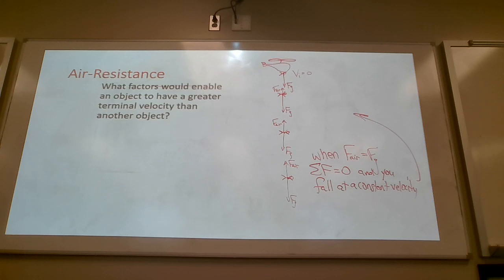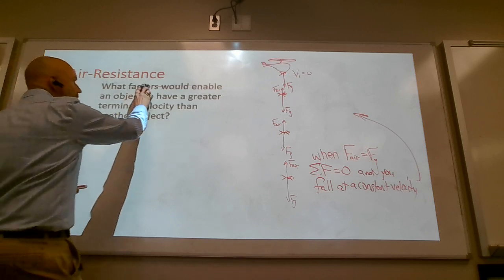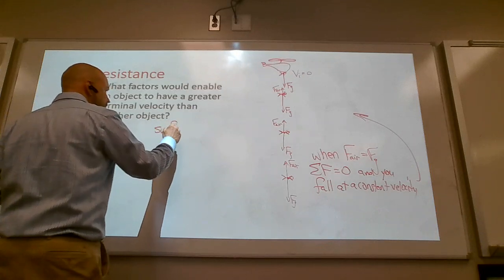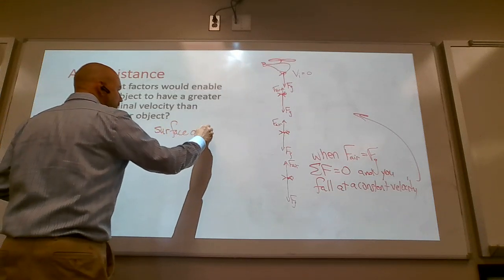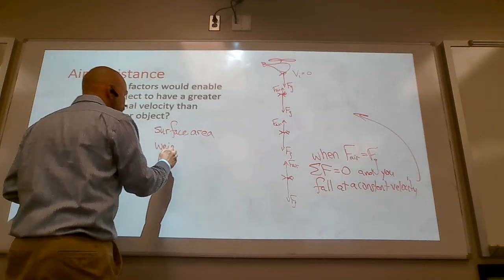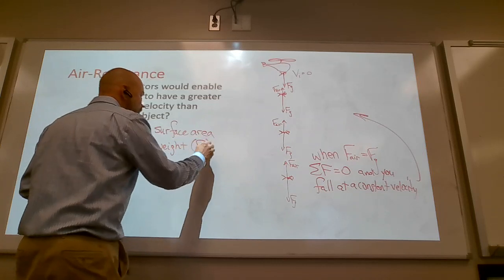Now, do all objects have the same terminal velocity? Nope. So what factors would influence the terminal velocity of an object? Surface area is one. Looking for one other one. Yep, mass. Specifically, I'm going to say the weight, so your force of gravity.